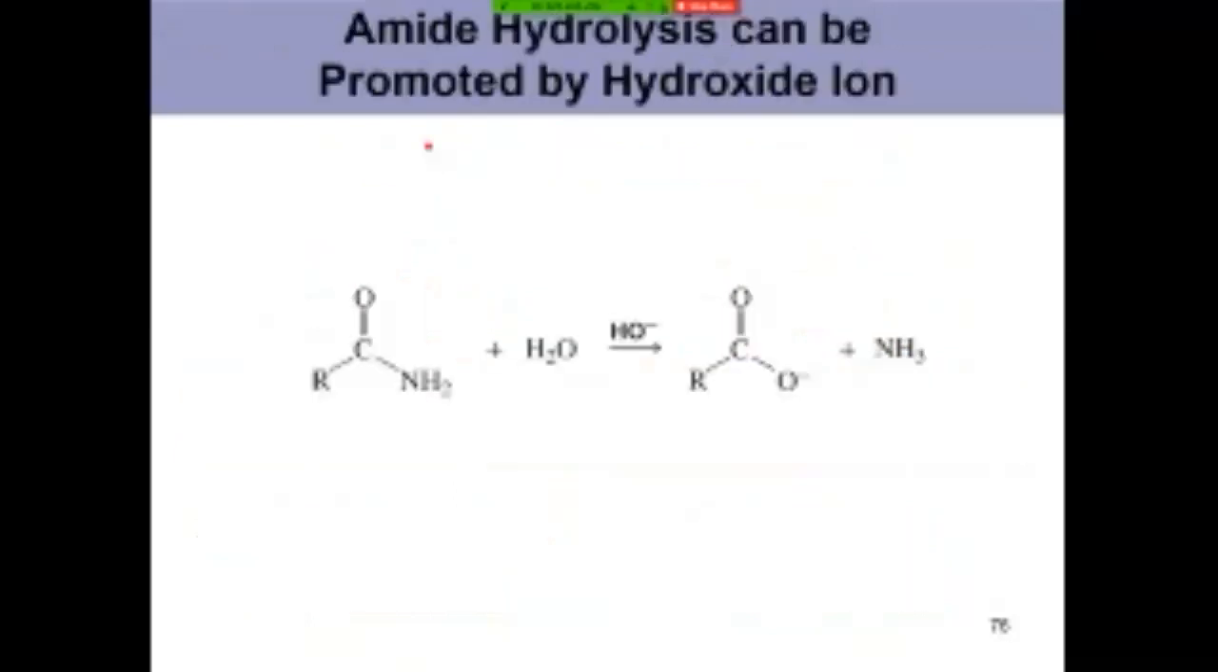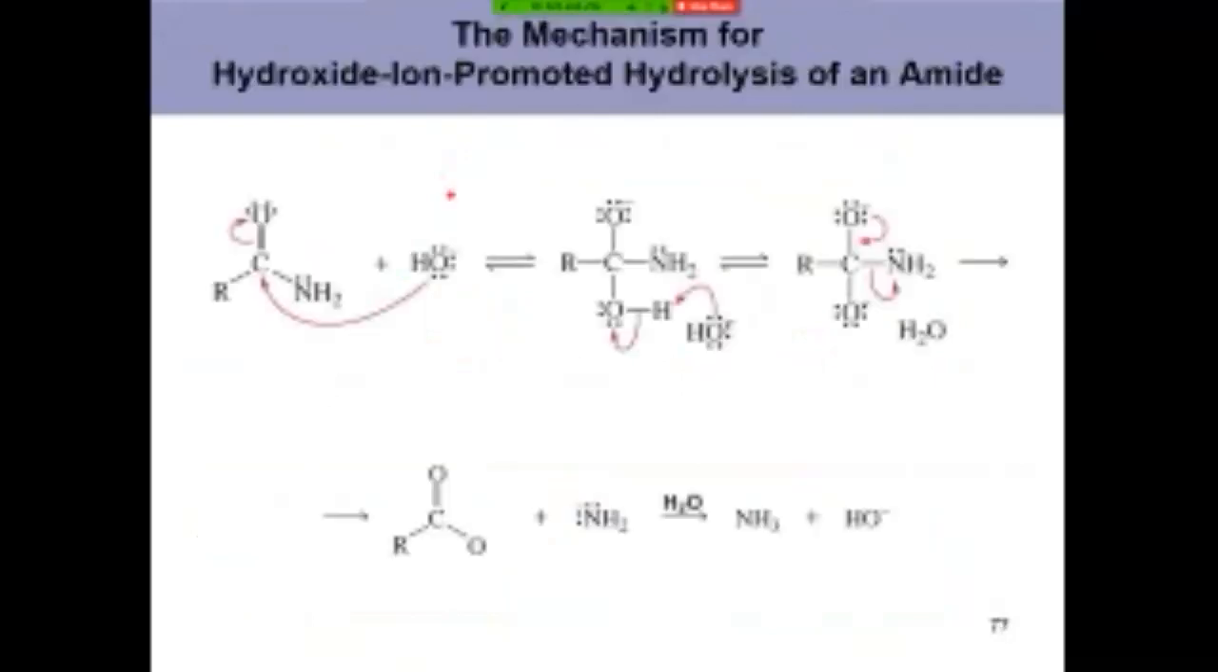We can also do this base catalyzed, just like the esters. We could do them acid catalyzed or base catalyzed. And what does that mechanism look like? Notice in this situation, we need 2 equivalents of hydroxide. And what's going on here? Okay, first thing, our hydroxide ion is a better nucleophile than water. So it's going to form this tetrahedral intermediate more rapidly.